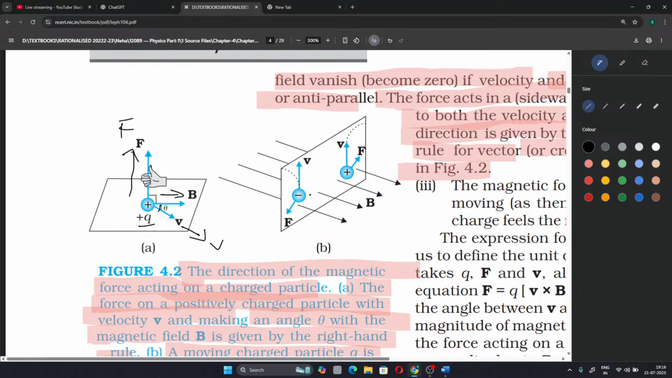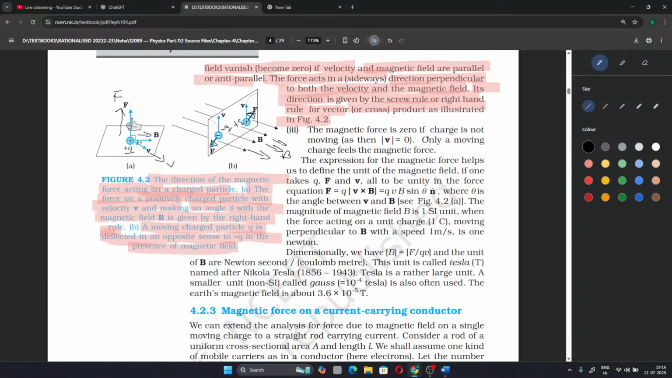Now let's see the second diagram. This is a magnetic field B. There are two charges placed here, minus Q and plus Q. In the same magnetic field, the force acting on the plus charge is in this direction, whereas the force acting on the negative charge is in this direction. As we saw, when there is a negative charge, the direction of the force will be reversed. That is what they're showing here. Okay.